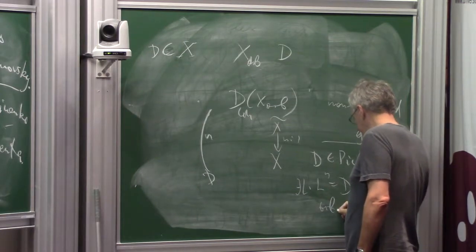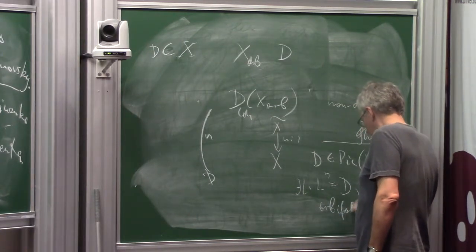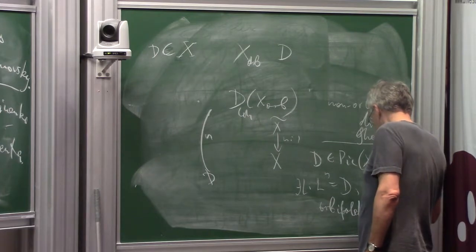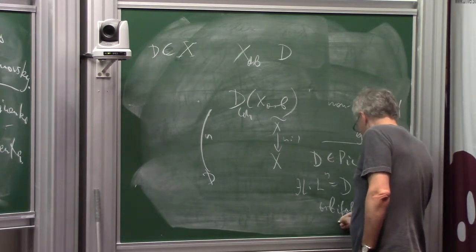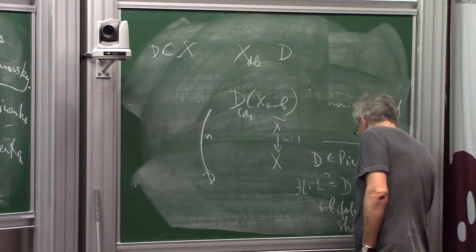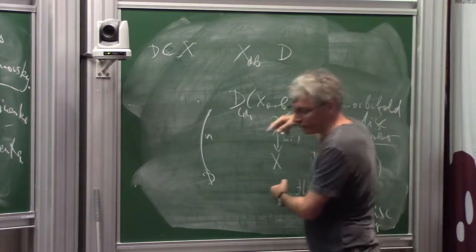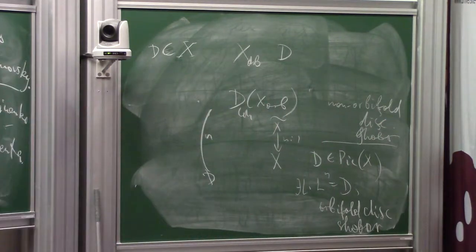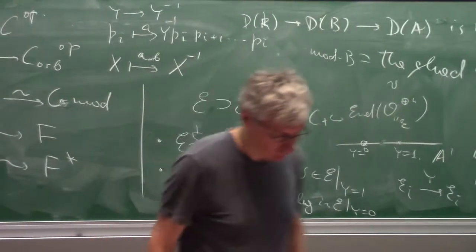This is an orbifoldized disk Schober, when you do have the global covering which defines your object. Thank you.